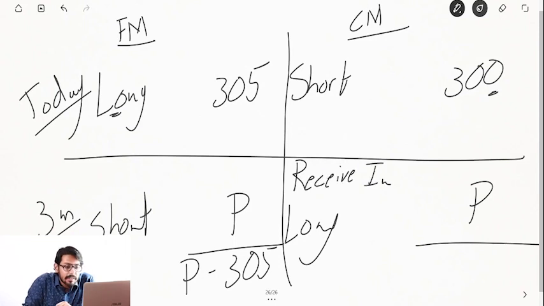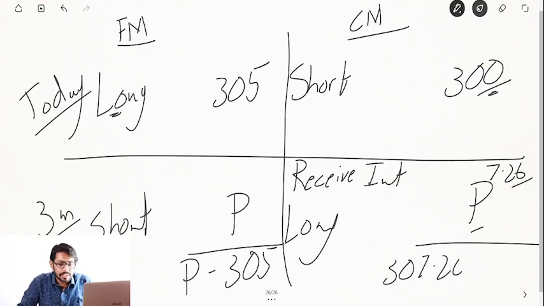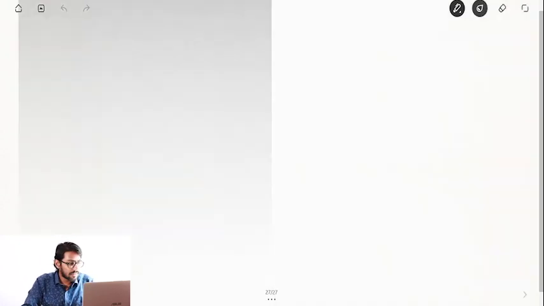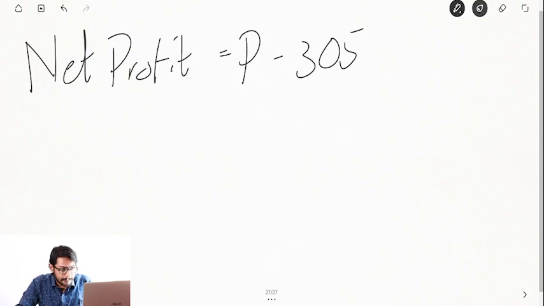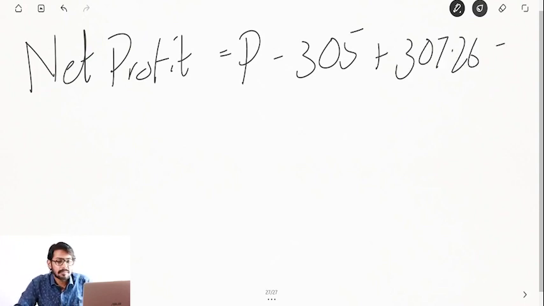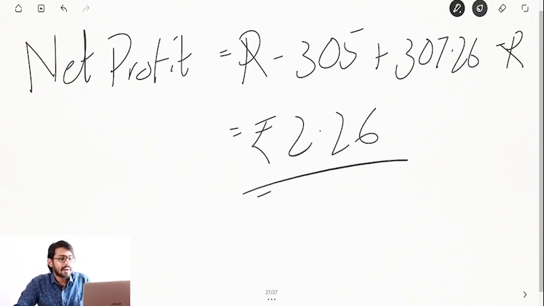And when you invest in a bank, you will receive interest. In the previous question, we paid interest. Now we are receiving interest. Amount remains the same, 7.26. Okay, so you will receive 300. You will also receive 7.26. You have to pay P. Your profit is inflow minus outflow, 307.26 minus P. Net profit is equal to P minus 305 plus 307.26 minus P. Now minus P and plus P gets cancelled. 307.26 minus 305 is rupees 2.26. No matter what P becomes, whatever value you assign for P, P and P get cancelled, you get a net profit of 2.26. That is arbitrage strategy.